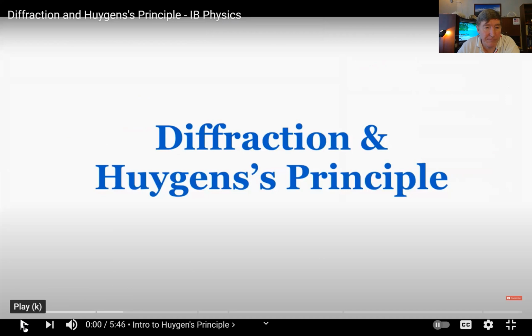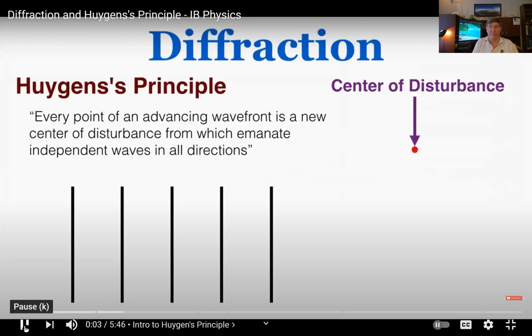This lecture is about diffraction and Huygens Principle. Huygens Principle states that every point of an advancing wavefront is a new center of disturbance from which emanate independent waves in all directions. This can be a little strange, but I think it'll start to make sense if I give you a kind of visual example. So first of all, what does this principle mean by a center of disturbance?